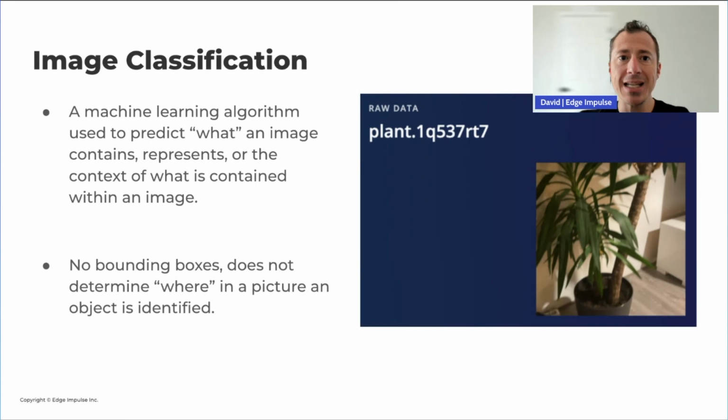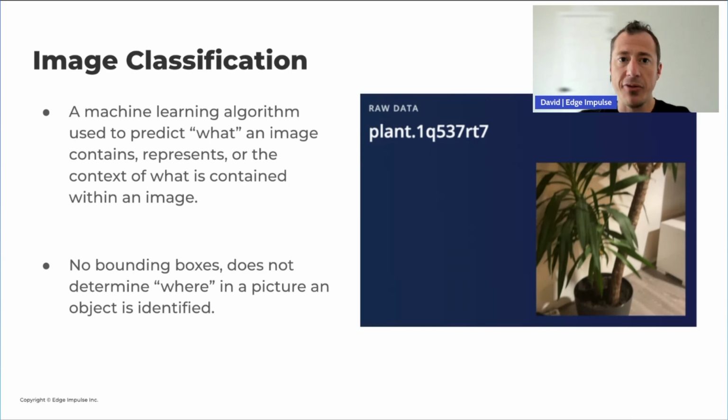This is simply classified as a plant. We don't care too much where in the image it is, and there may be other artifacts in the picture like a pot, some dirt, a wall, the floor, or other items. But ultimately, this is a picture of a plant.